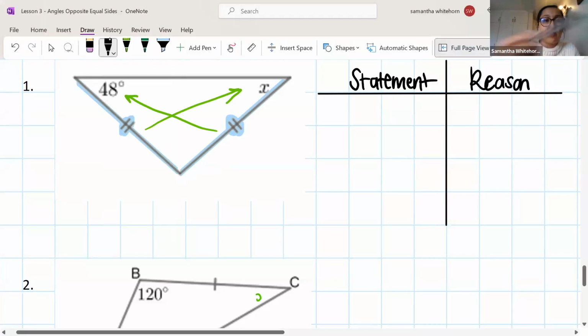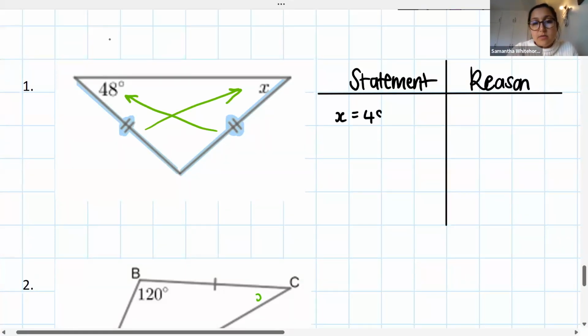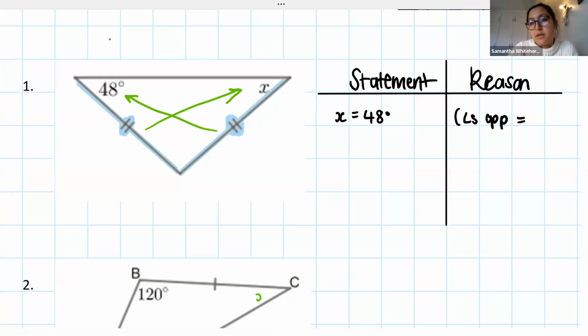So this is quite a nice one. I don't actually need to do any working out. X is equal to 48 degrees, and our reason: angles opposite equal sides. Please don't forget the angles. If you just say "opposite equal sides", what opposite equal sides? So we do need to remember to put angles to be clear that we're talking about the fact that it's the angles opposite the equal sides that we are saying are equal.